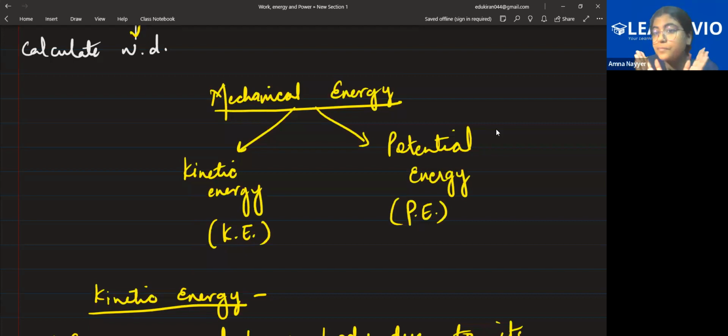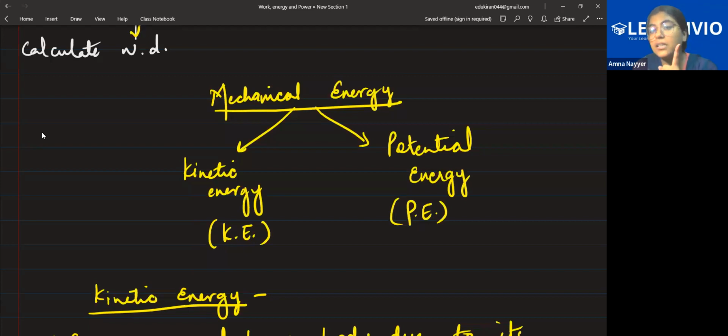Okay, class. When we use the term kinetic energy or potential energy, these are separate energies. But if I'm using the term mechanical energy, that doesn't mean it's a new type of energy. It's basically a combination of kinetic plus potential. This should be in your mind because many times a question is asked where you have to calculate the mechanical energy. In those cases, first you calculate the kinetic energy, then the potential energy, and take out their sum. You cannot leave it at one step, right?